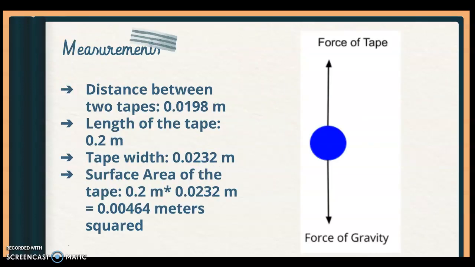The measurements we will need to do the calculations include the distance between the two tapes, 0.0198 meters, the length of the tape, which is 0.2 meters, the tape width, which is 0.232 meters, and the surface area of the tape, which is 0.2 meters times 0.232 meters, which is 0.00464 meters squared.